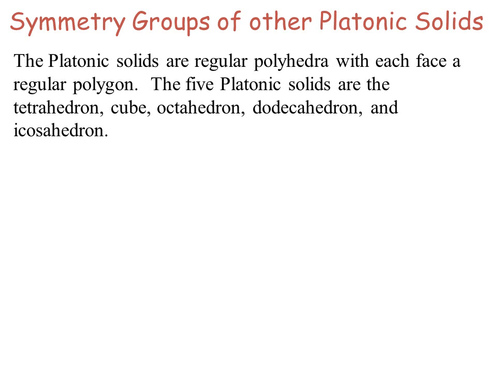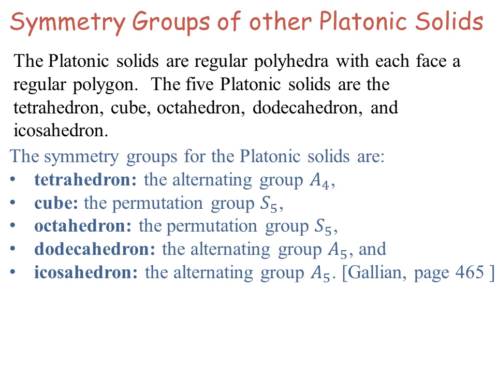The Platonic solids are regular polyhedra with each face a regular polygon. The 5 Platonic solids are the tetrahedron, cube, octahedron, dodecahedron, and icosahedron. The symmetry groups for the Platonic solids are: the tetrahedron has symmetry group A sub 4, the cube has symmetry group S sub 5, the octahedron also has symmetry group S sub 5, the dodecahedron has symmetry group A sub 5, and the icosahedron also has symmetry group A sub 5.